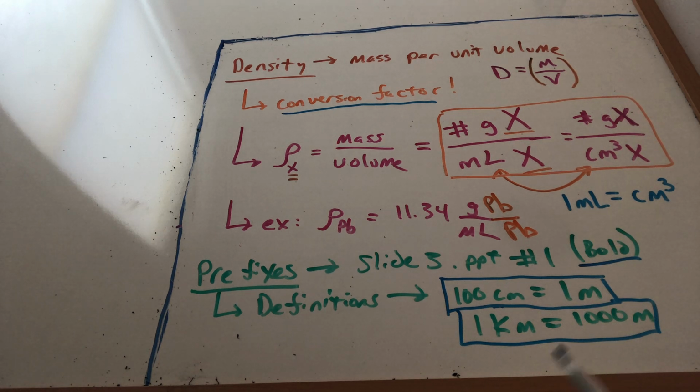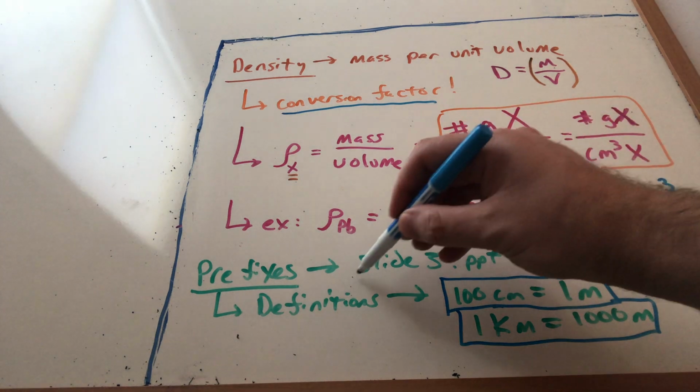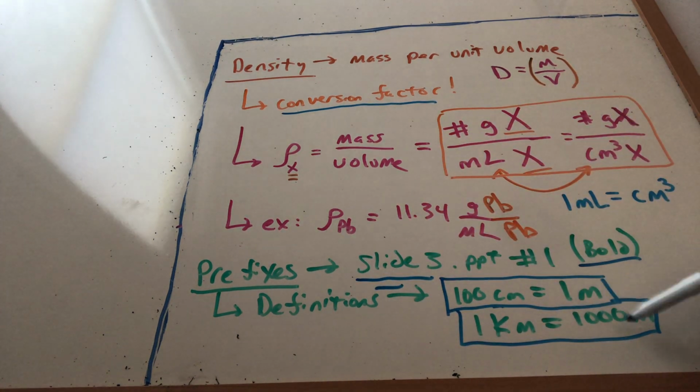One last example. A kilometer is really big relative to a meter. We know that kilo has something to do with 1,000. Oh, that must mean there's 1,000 meters inside 1 kilometer. You should be able to go through this slide 3 on the PowerPoint, and look at these equalities and build conversion factors because we'll need them in problems.